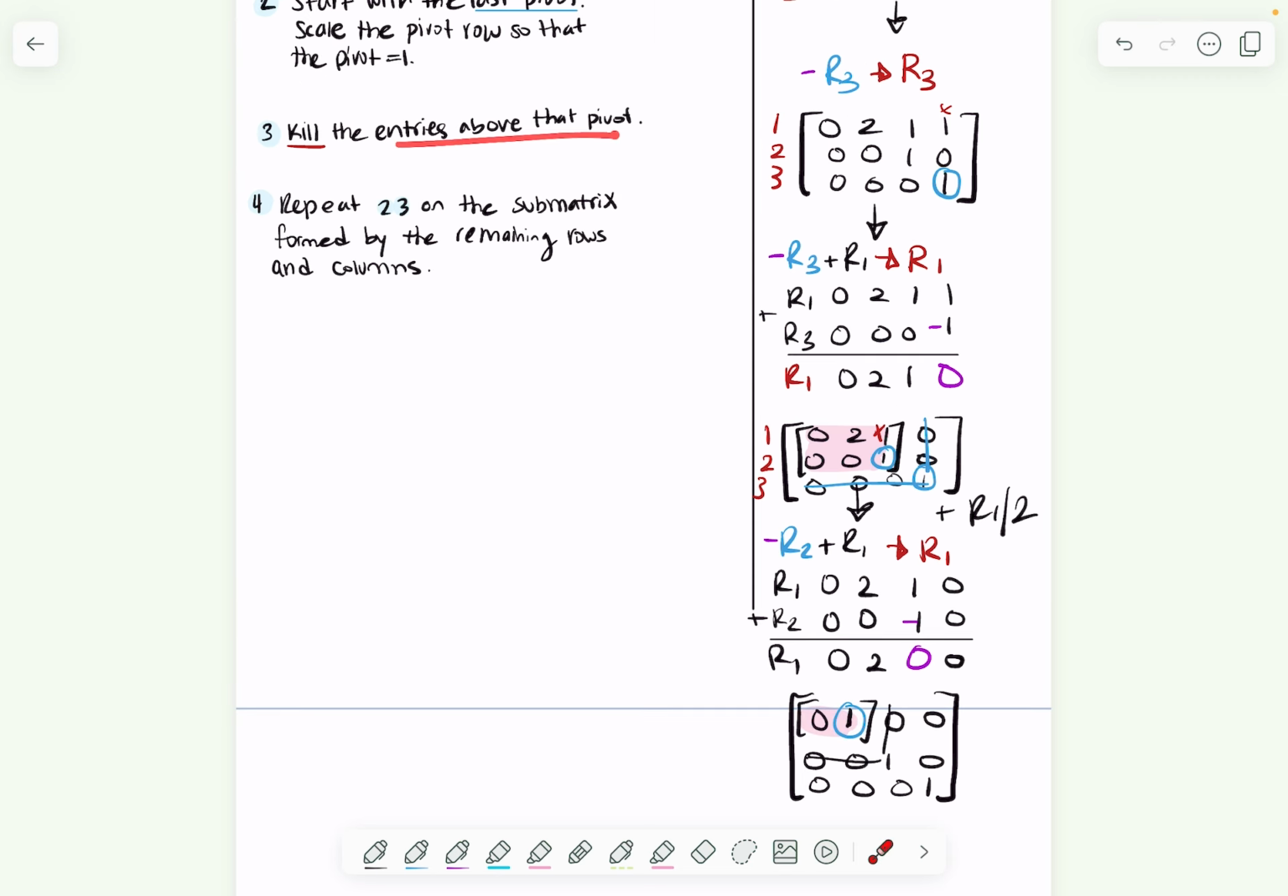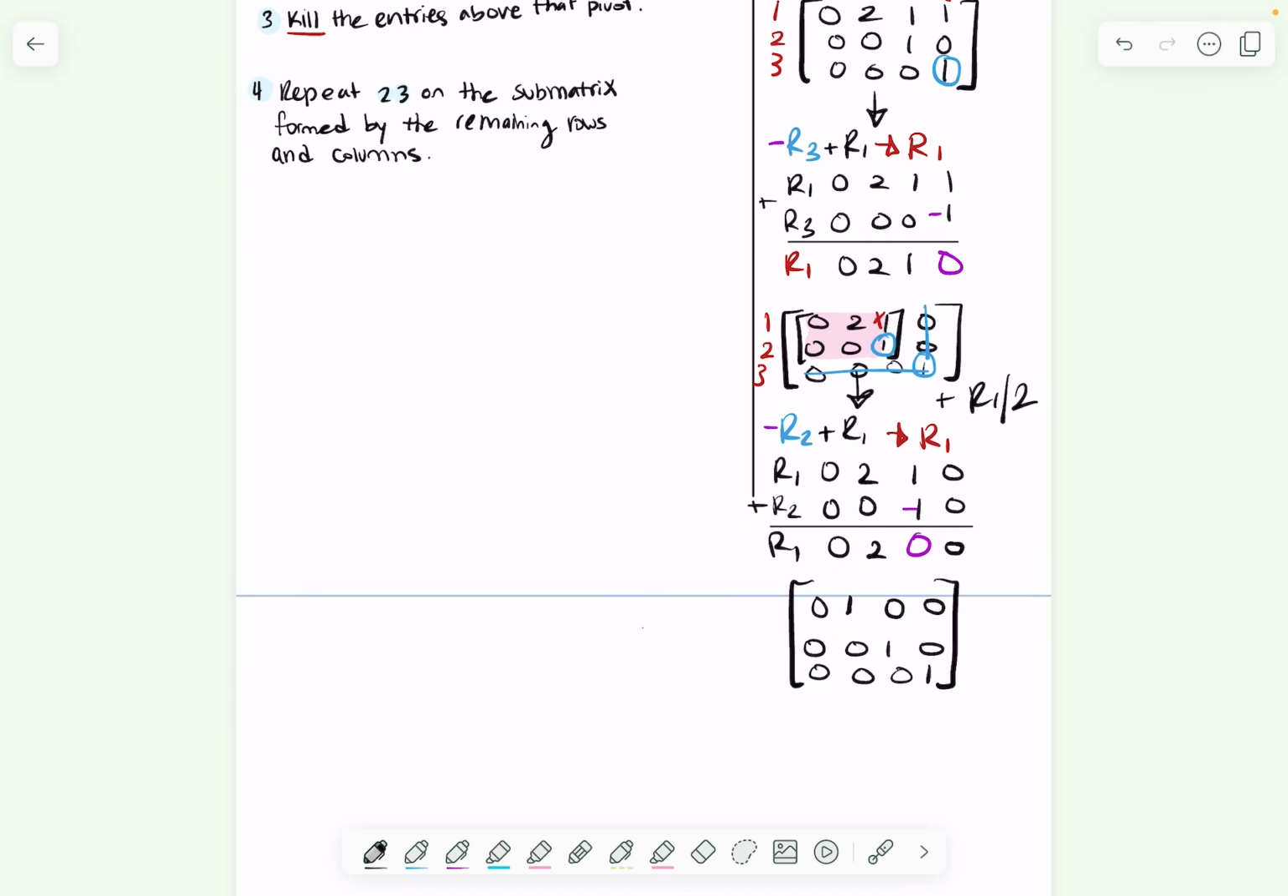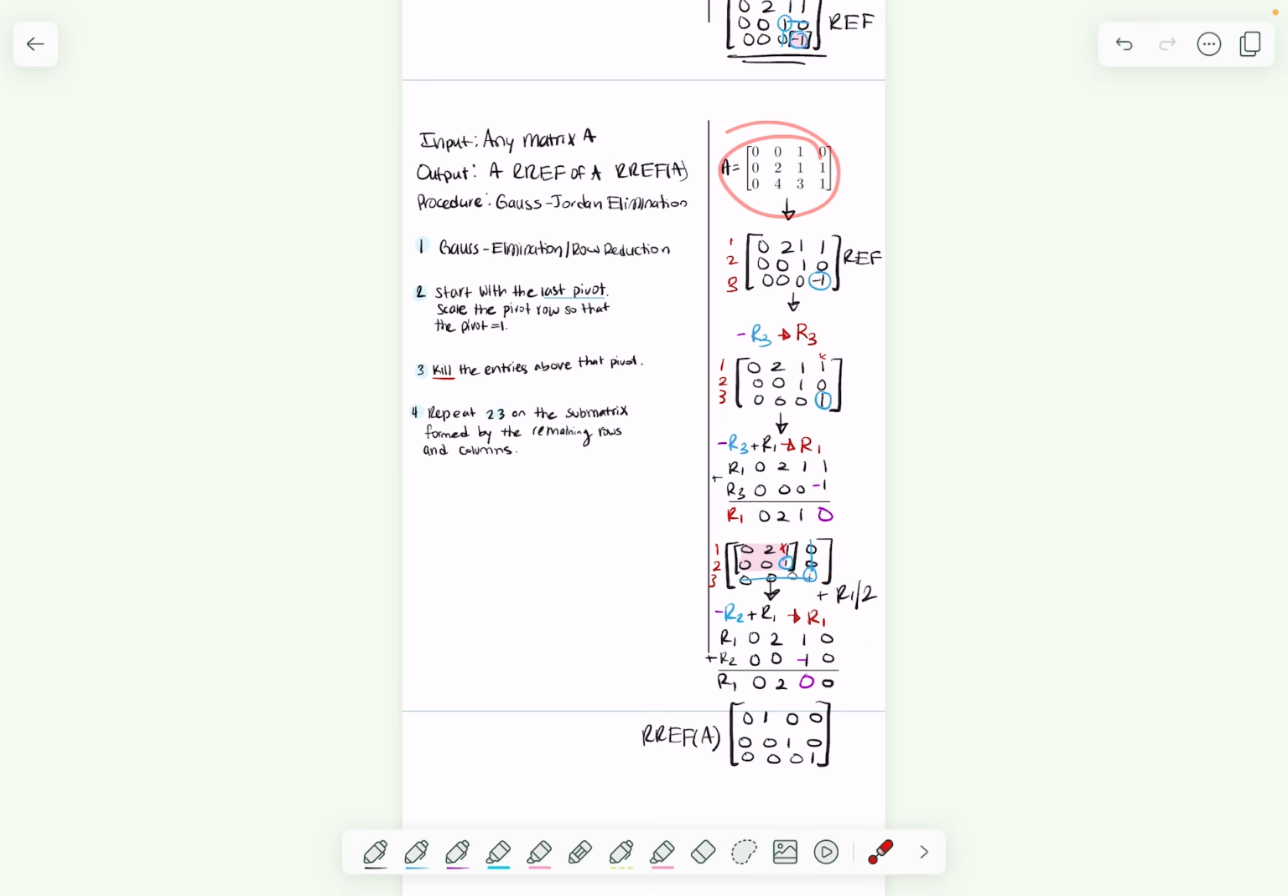And then you want to kill the entries above that pivot. But there aren't any entries above that pivot. There's nothing. So therefore, you're done. So this here is the reduced row echelon form of this matrix right here.